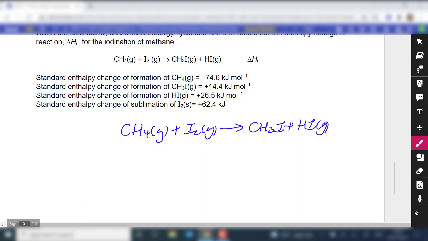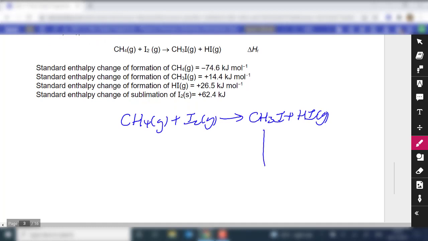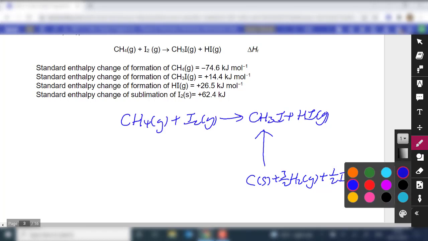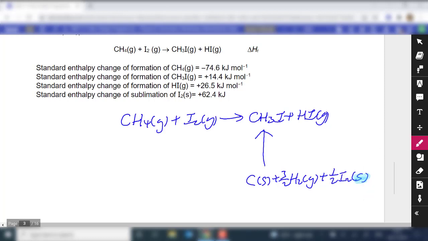So in this case, let us look at the enthalpy change of formation of HI and CH3I first. Okay, so for the enthalpy change of formation of CH3I, we are looking at carbon solid plus 3 H2 gas plus half I2 solid. Some of you might be asking, why is it solid? But remember that the definition of the enthalpy change of formation is the formation of one mole of the compound from its constituent elements in the standard state. So the standard state of iodine is solid.